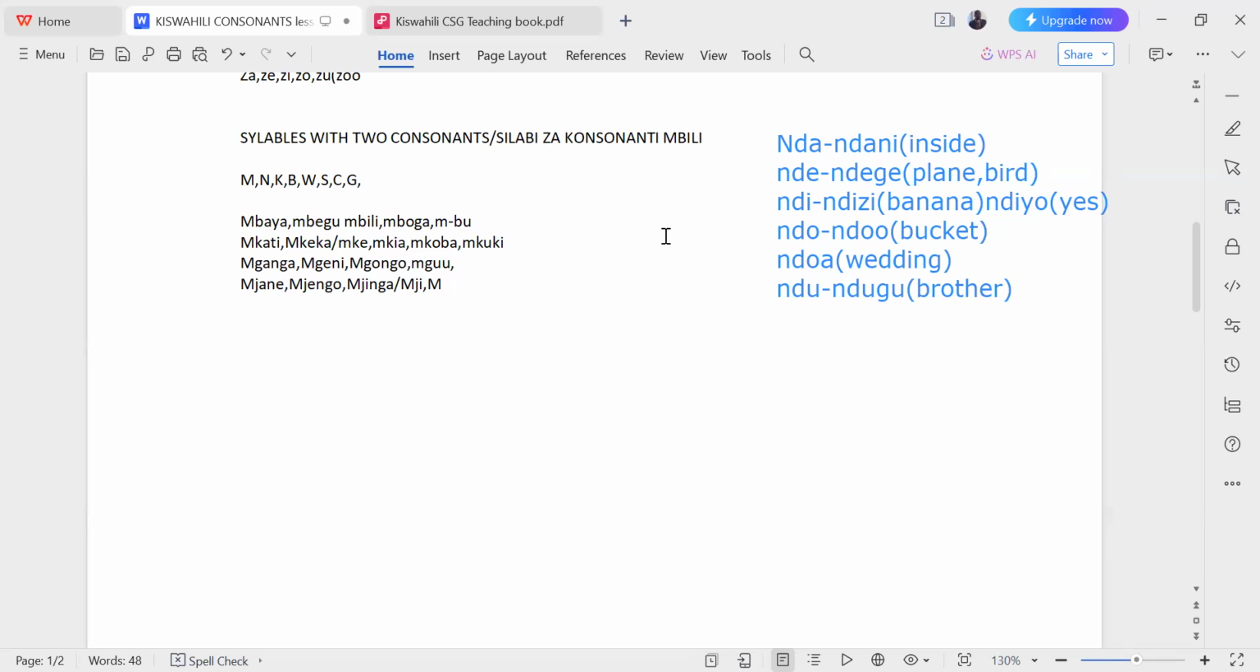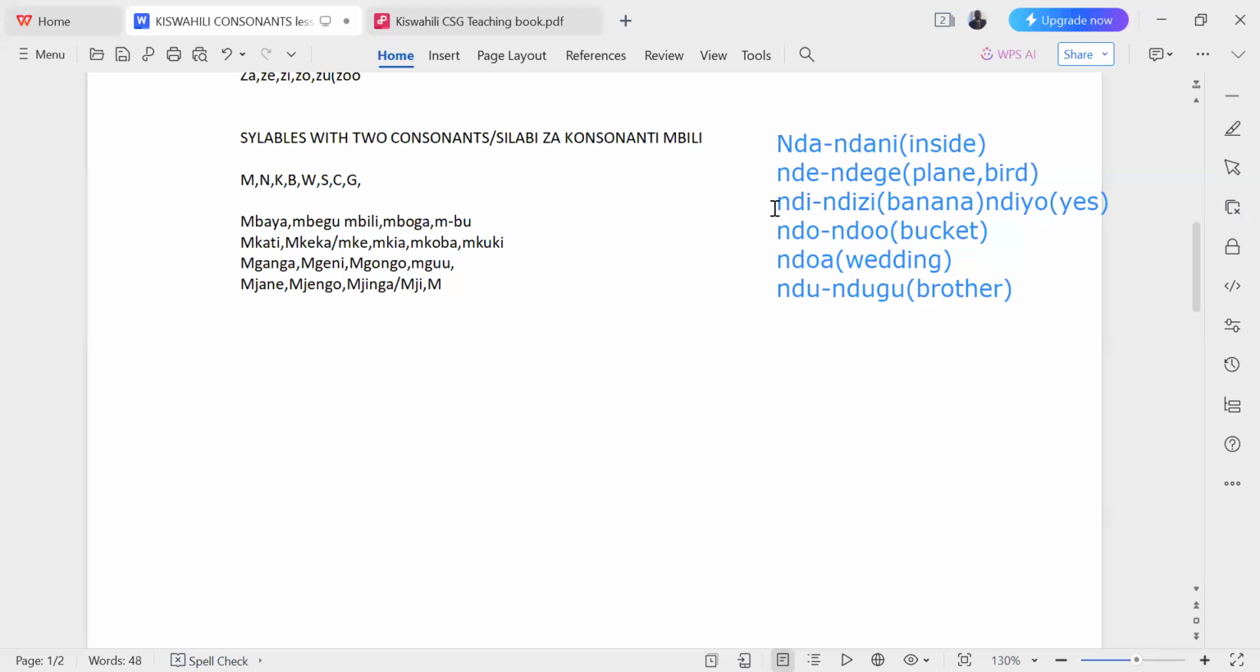W is also very rare. W is being used in between. It's not being used at the start. So like when we say mbwa, you see W was coming as the last consonant in that syllable. Let's do the S, then we end it here.